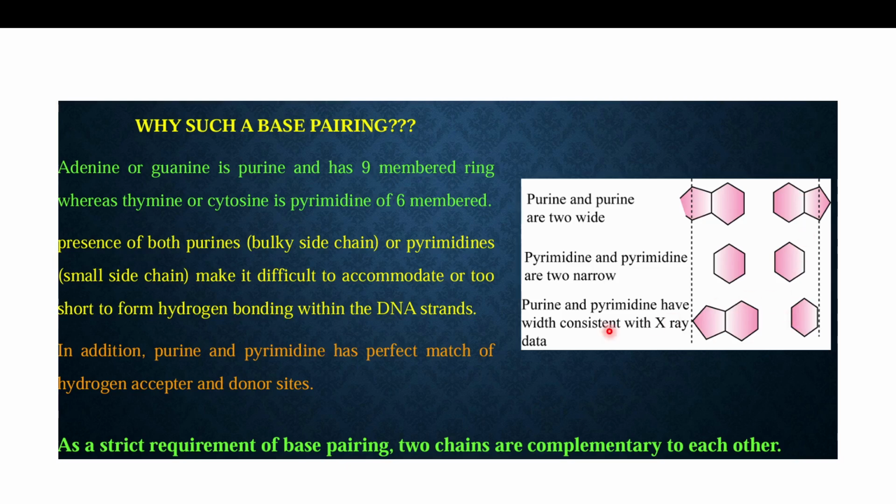So the structure, the X-ray data that was there, gave a helix diameter, right? So based on that, if we had two purines or two pyrimidines together, it didn't fit in with the experimental data. So eventually, if a purine and a pyrimidine were there, then it was a perfect match for hydrogen acceptor as well as donor sites, and size and dimension wise also, they fit well with the X-ray experimental data. Okay. And anything else I'm missing?